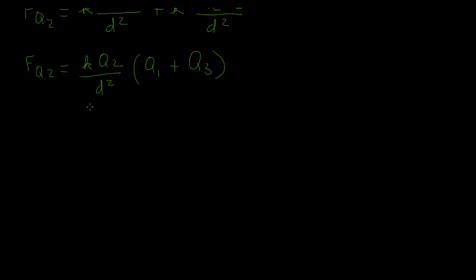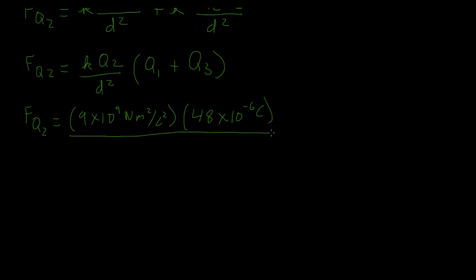So now I can go ahead and start plugging in my numbers. K is 9 times 10 to the 9th newton meters squared per coulomb squared. And Q2, if you recall, was 48 microcoulombs. So I'm going to use times 10 to the negative 6th. And the distance is 0.35 meters. And we have to square that.